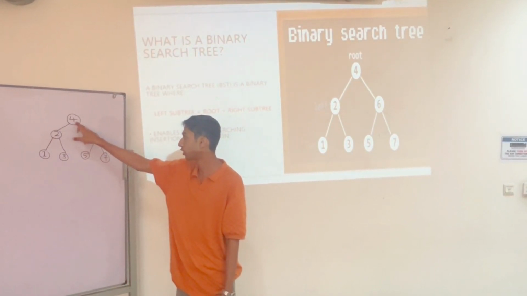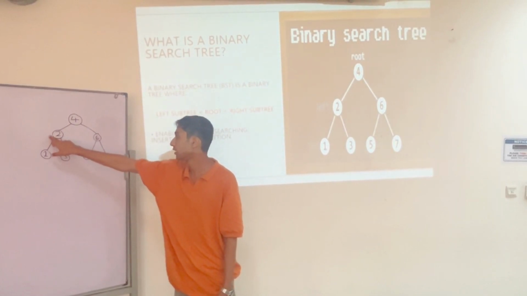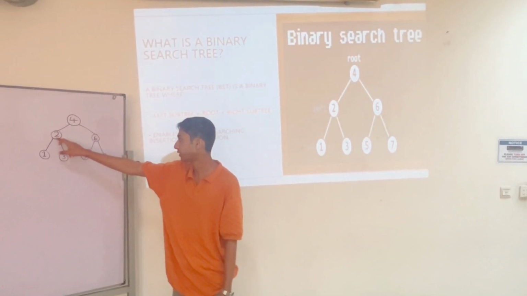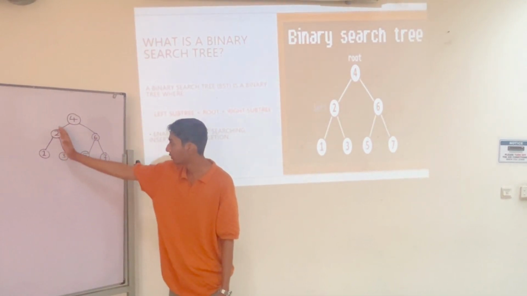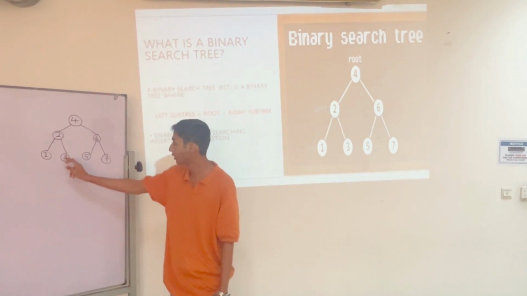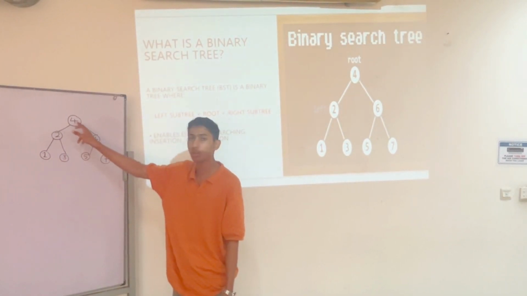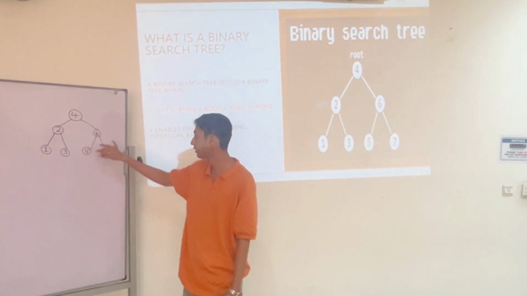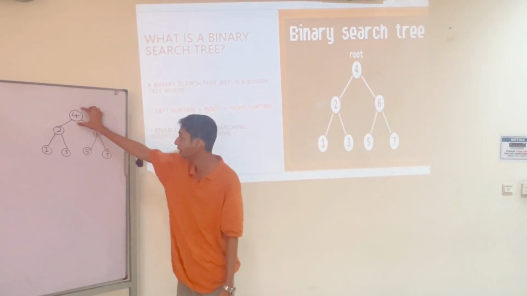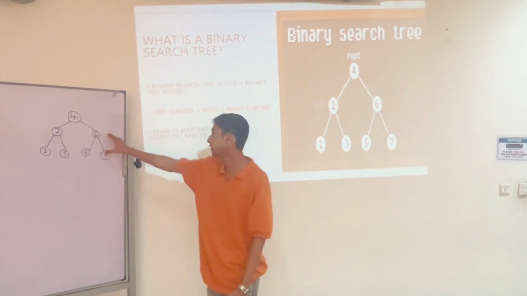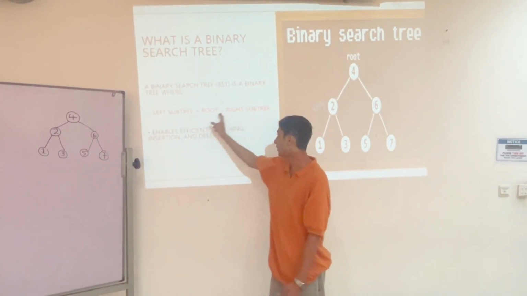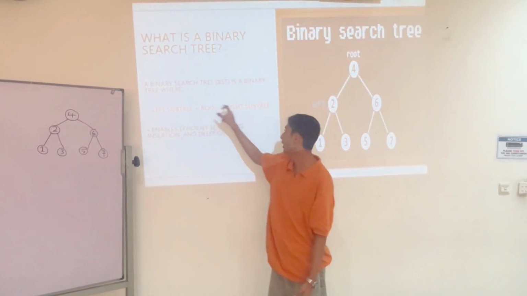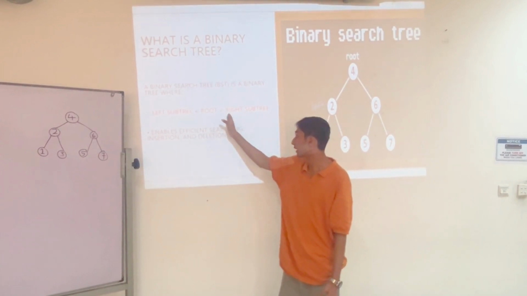So the root node is 4 and the left subtree node is 2. So 4 is greater and 2 is lesser. So on this side, the left subtree values are always 1, 2, 3, which are lesser than 4, and the right subtree values 6, 5, 7 are greater than the root node. So simply this is what has been explained here. Left subtree node values are lesser than the root, and right subtree values are greater than the root.